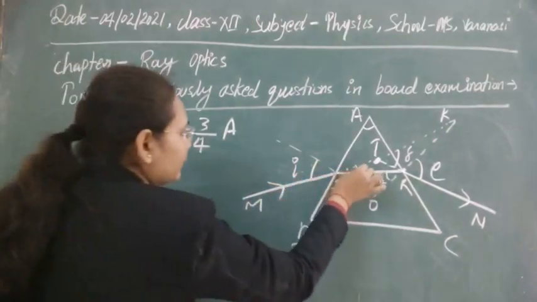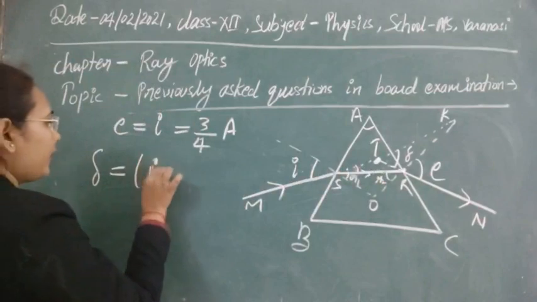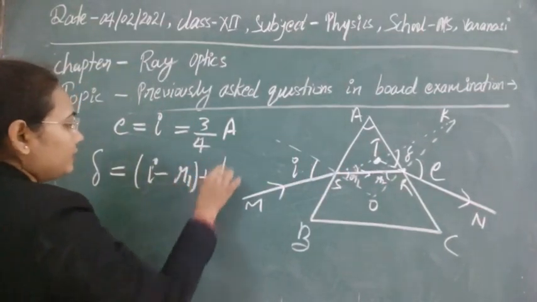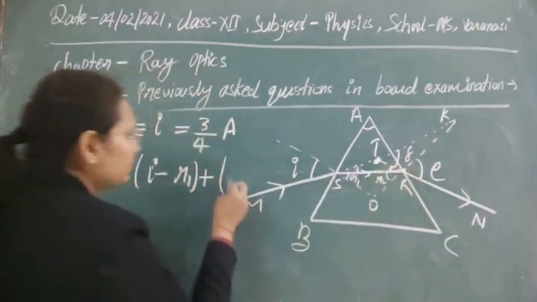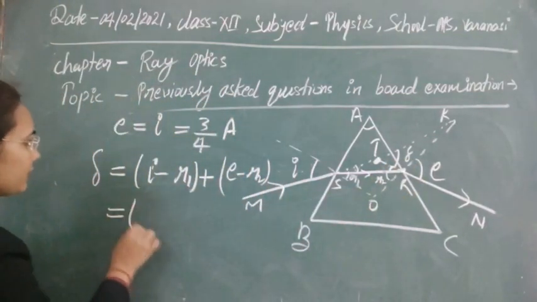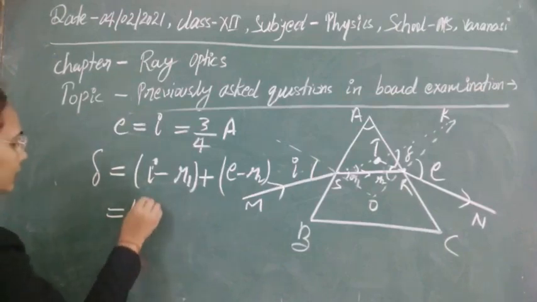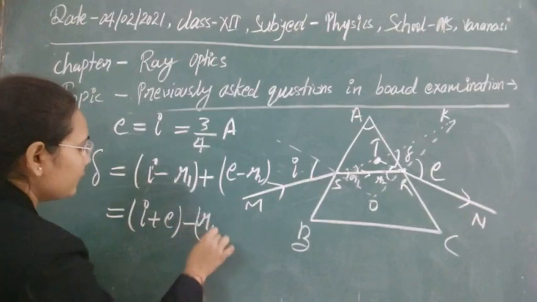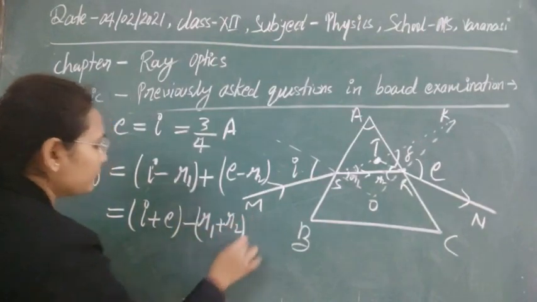So from here this angle is equal to I minus R1, and this angle is equal to E minus R2. So if you just take I plus E, this will be minus of R1 plus R2 here.